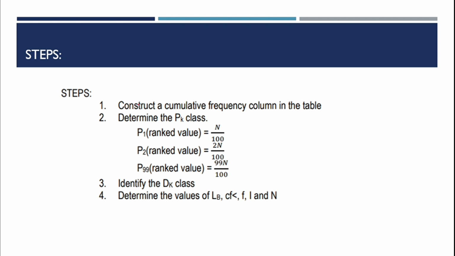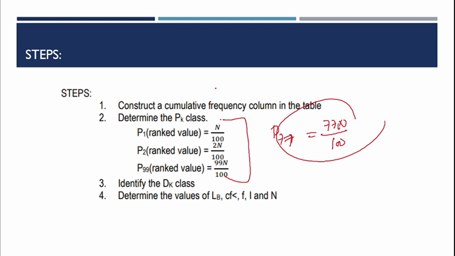The steps are the same here, but we have the determining way of finding the Pk class. If that is P1, it is n over 100, then P2 is 2n over 100, and so on to P99, which is 99n over 100. Then identify the percentile class and determine the values of LB, CF, and frequency. If we are going to find P77, we just have 77n over 100. And determine the values of LB, the interval, the frequency, and the total number of frequencies.